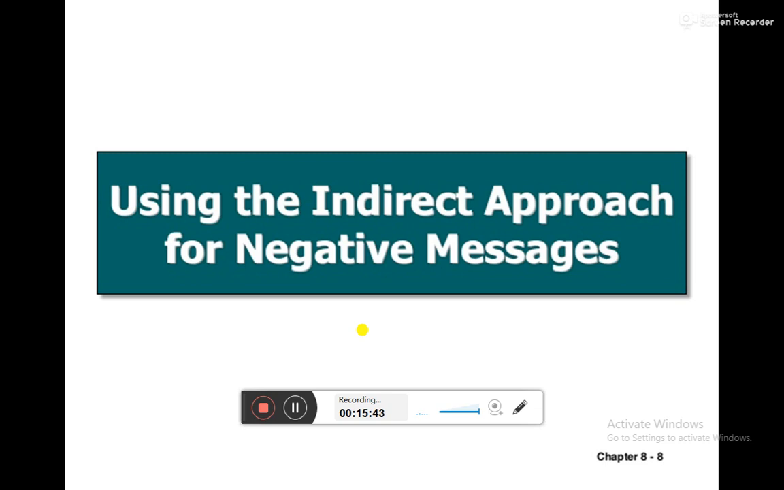Let's come towards using the indirect approach for negative messages. As noted earlier, the indirect approach helps readers prepare for the bad news by outlining the reasons for the situation before presenting the bad news itself. However, the indirect approach is not meant to hide the bad news, delay it, or limit your responsibility. The purpose of this approach is to ease the blow and help readers accept the news.